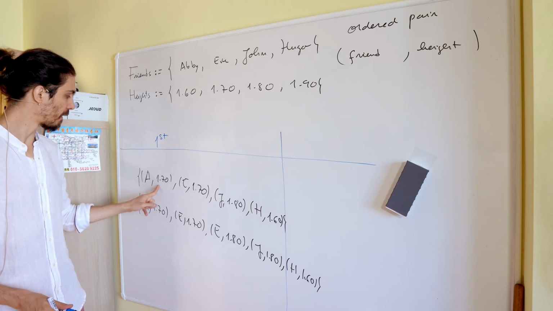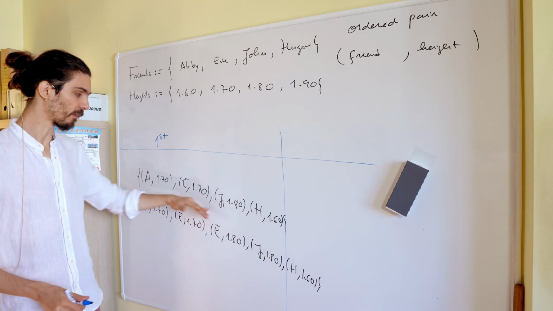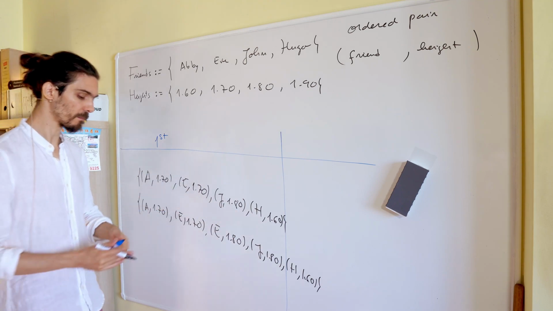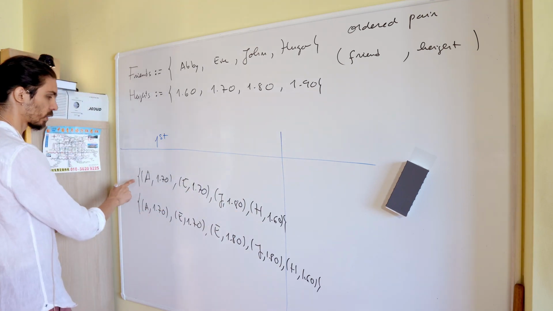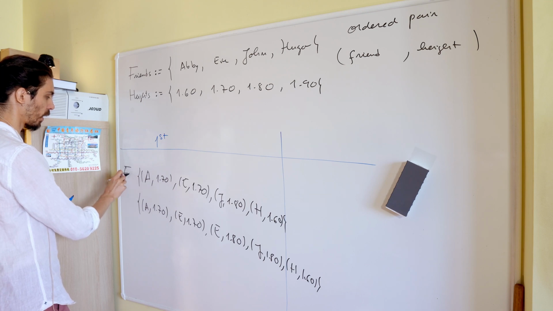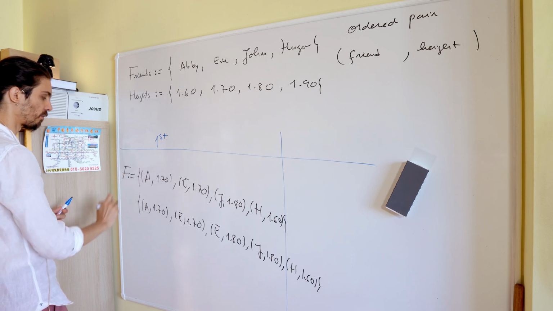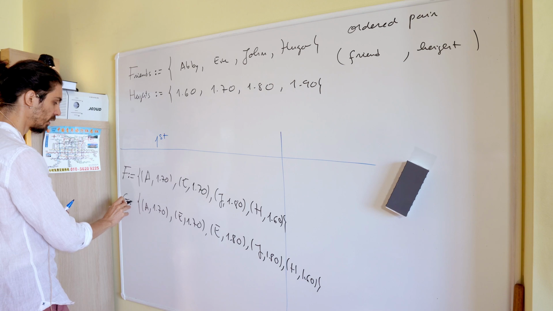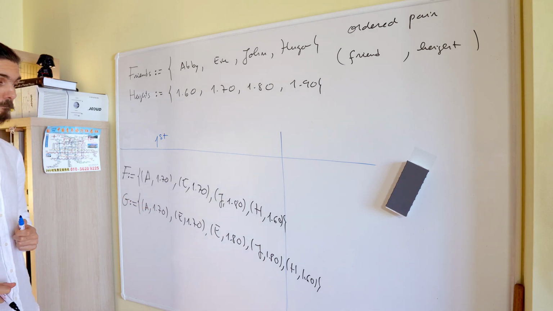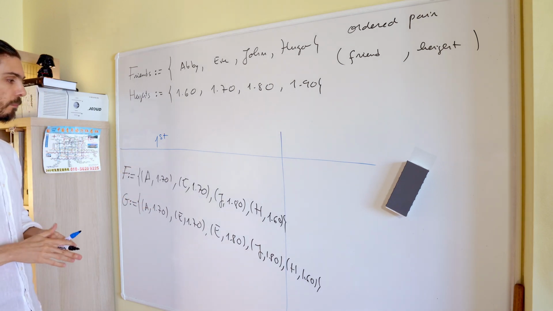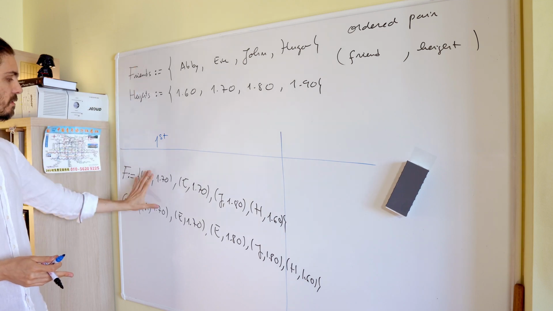Now, it is useful when you have lists like this to give them names. For example, let's call the first list F. So F is an abbreviation for this list, and the same for G, which is an abbreviation for this list. This is the first point of view to construct relations from these sets.